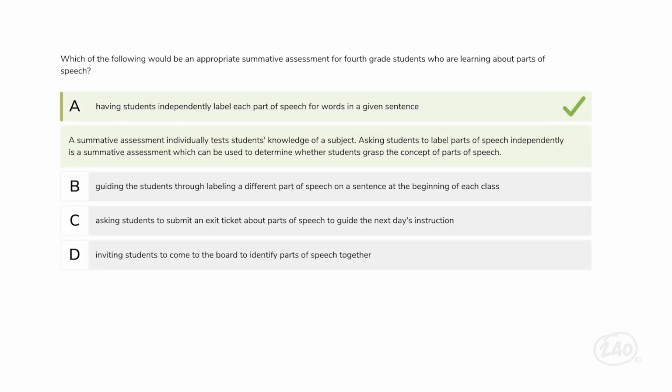A summative assessment individually tests students' knowledge of a subject. Asking students to label parts of speech independently is a summative assessment which can be used to determine whether students grasp the concept of parts of speech.